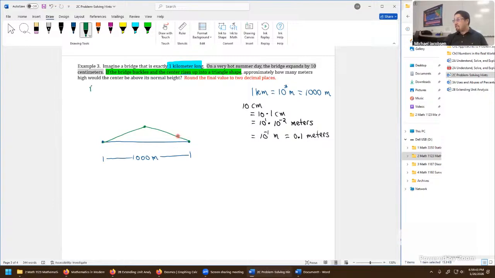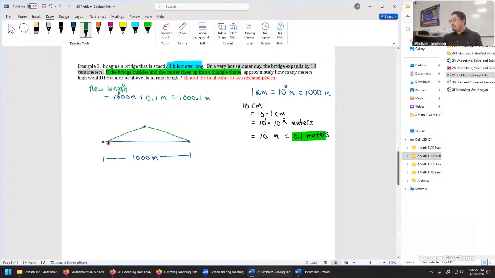So let's write in new length will be equal to the old length, which was 1,000 meters, plus the expansion amount. It grew by 0.01 meters. I said that weird. 0.1 meters, not 0.01, or just 0.1 meters is a better way to say that. So the new length of this bridge is going to be altogether 1,000.1 meters. And that will be the length from here to here, down to here.